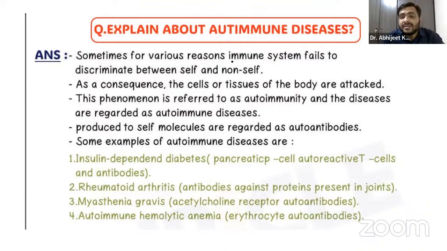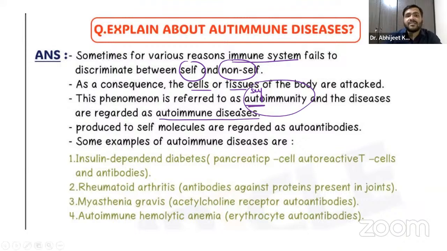Now, in this, basically, the immune system fails to discriminate between self and non-self, right? The cells or tissues of the body are attacked, right? The own cells of the body will be attacked. So that is something. Auto means self immunity. It is basically harming our own body, right? Self immunity, and the diseases are regarded as the autoimmune disorders. So remember, guys.